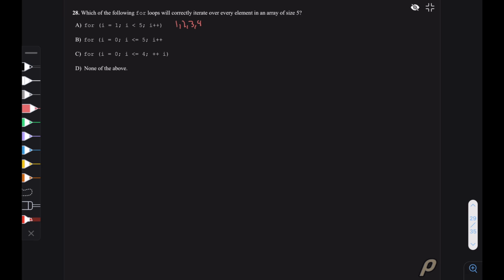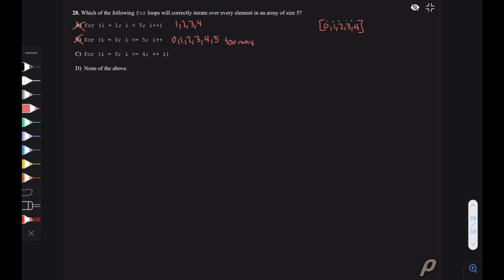An array of size 5 is going to have indexes 0, 1, 2, 3, 4, right? That is a size of 5 because we have 1, 2, 3, 4, 5 elements there. So we got to make sure I is equal to all of these values. And A, well, we do not have a 0, so that's not right. So B, we start at 0, then we go to 1, 2, 3, 4, 5, because it's less than or equal to 5, and then we go to 6, but that does not work.